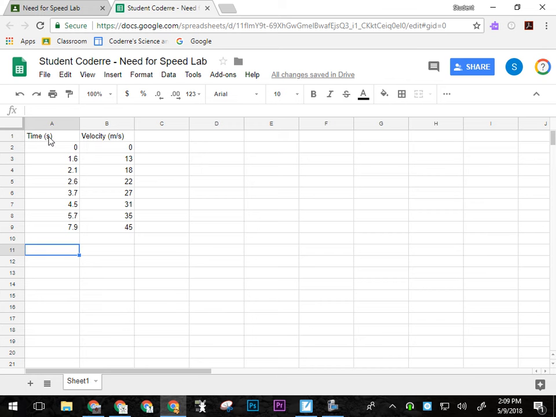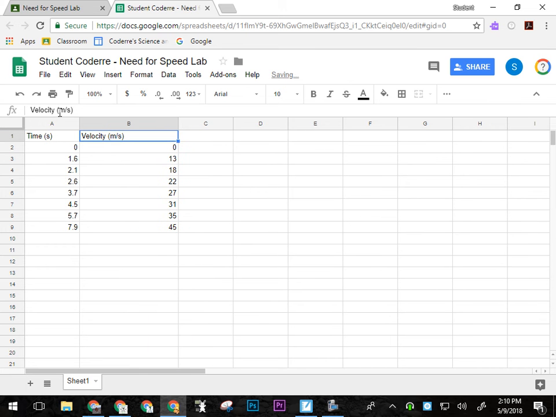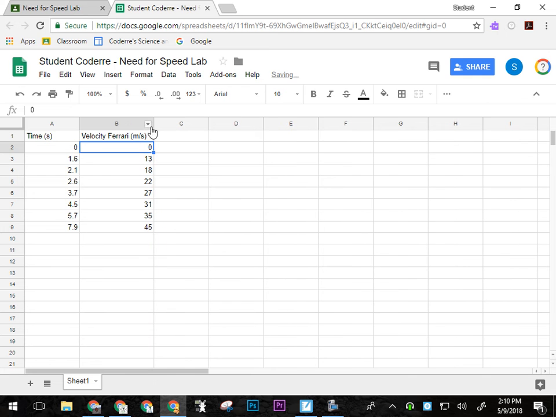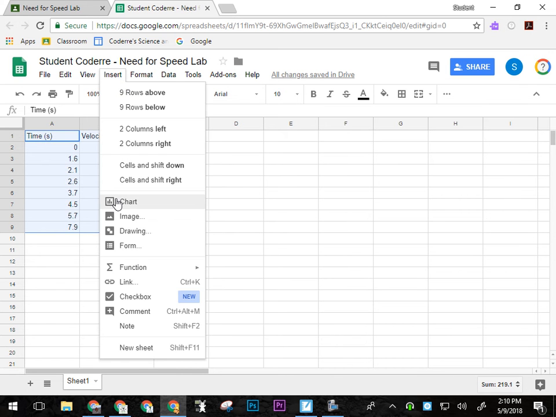I'm just going to write here time, and velocity here. I'm just going to add in that this is going to be Ferrari, just so I know which car it is when I'm looking back on this. Now I want to graph this. Same as we did before, I'm going to click and drag and highlight all my data, click Insert and Chart.